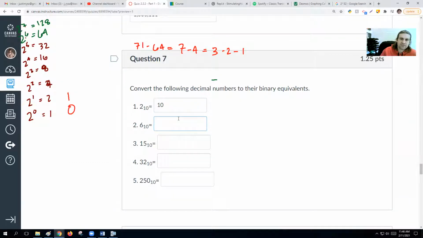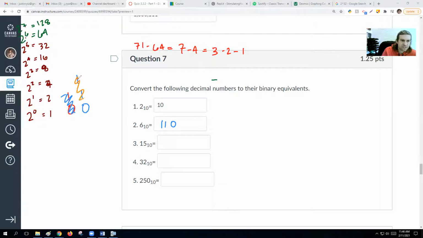So 2 would actually be 1, 0. All right, what about 6? Okay, so 6, we're going to kind of start over here. We'll just write this here. All right, 6. Okay, we can't give them 8. We could give them a 4, and then we could give them a 2, and nothing left over. So 1, 1, 0.